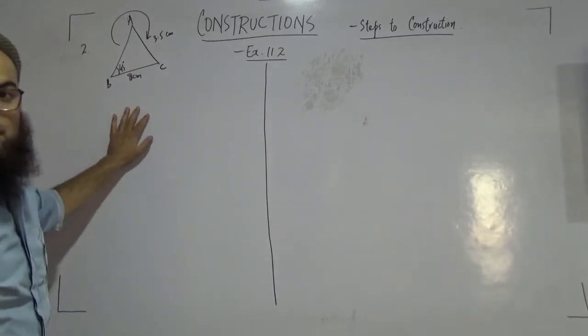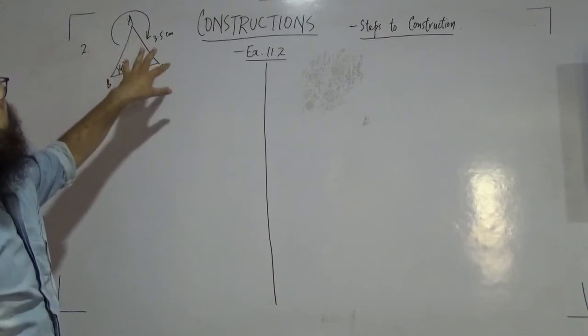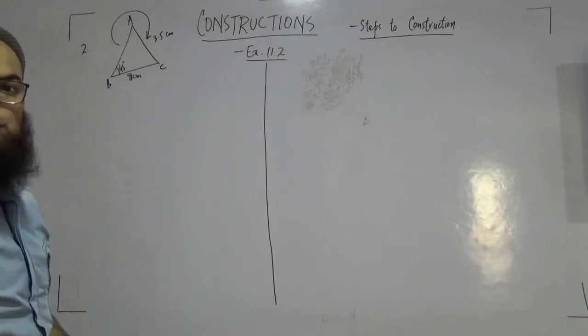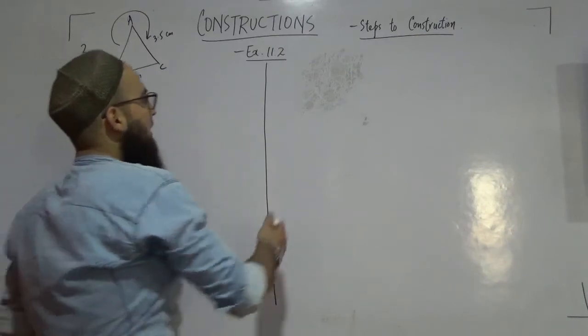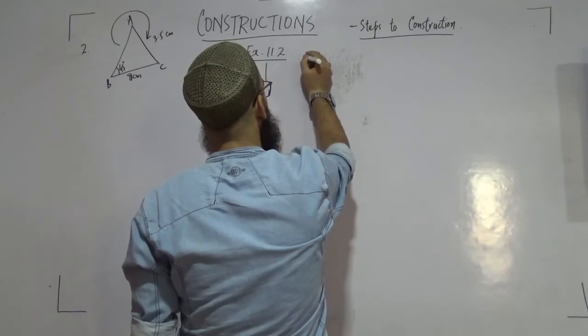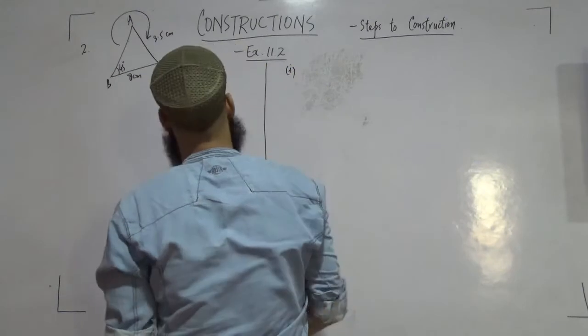Now what is the difference? Previously it was base angle and sum of two other sides. Now it's base angle and the difference of two sides. Steps of construction.